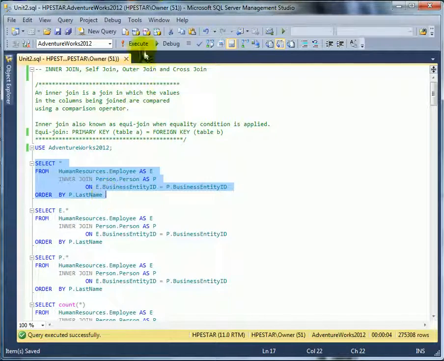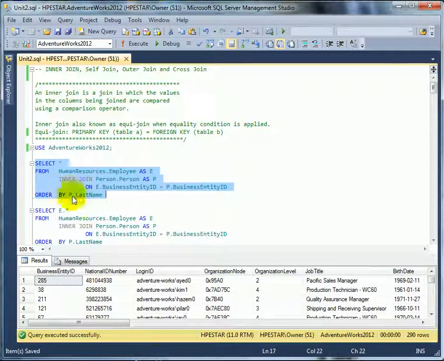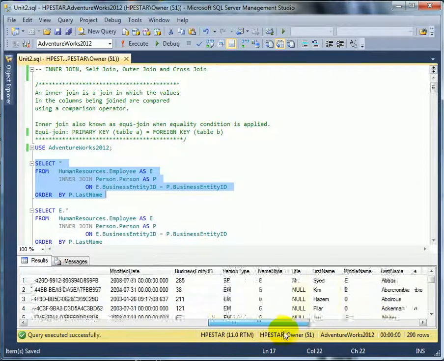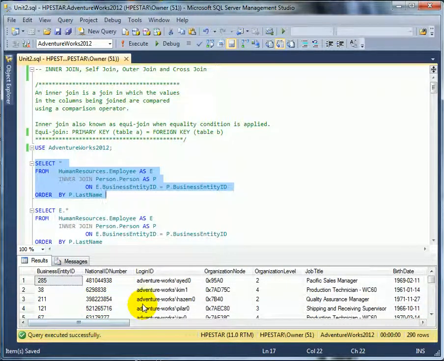So let's see what happens if we execute it. We have the rows from the employee table and persons table joined, and we are showing all the columns. The join key is business entity ID in both tables. And it appears that this is the person table, followed by the employee table.